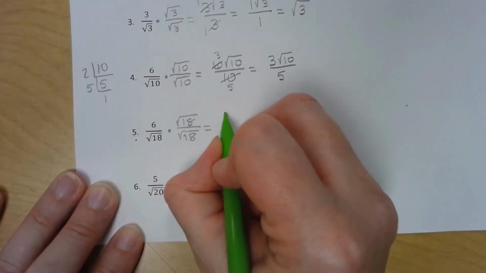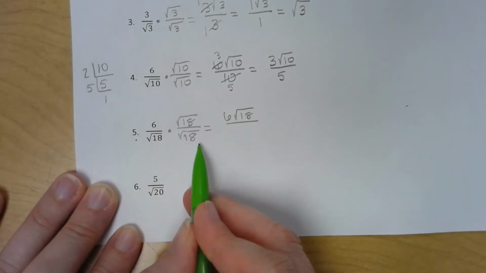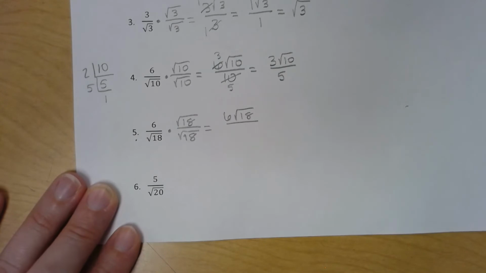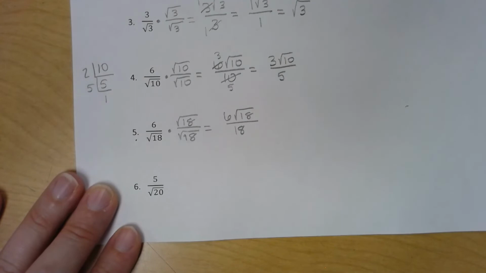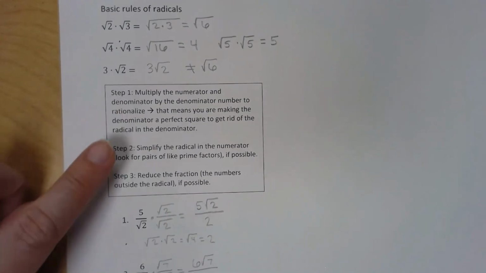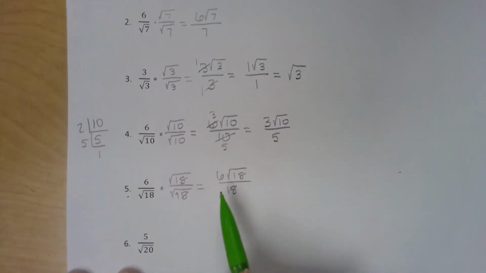So 6, the square root of 18 in the numerator. 18 times 18, I don't quite know what that is, but it really doesn't matter because we know the result will give us 18 once we took the square root of the perfect square. So notice our step 2, again, once we multiply, making that denominator a perfect square so we can get rid of the radical, we need to simplify the radical in the numerator. This one can be simplified.